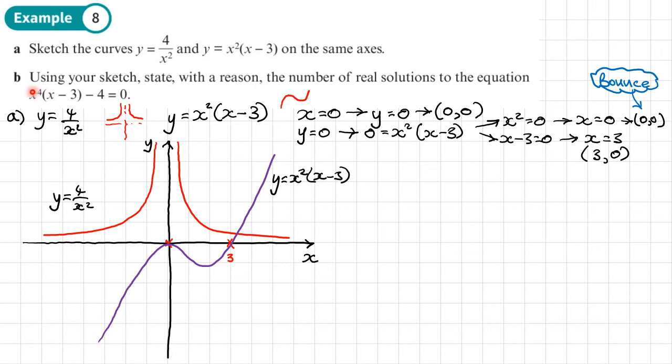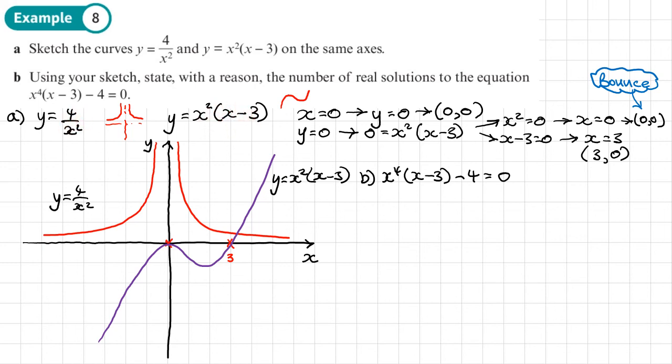Now part B, using your sketch, state with reason the number of real solutions to this equation here. Now again, you might look at that and think, what's that got to do with what we've just plotted? But if we make these equal to each other, they can be rearranged to give us this. Okay, so in part B, let's start with what we've been given, which is x to the power 4 times (x minus 3) minus 4 equals 0. And what I'm trying to do is to get this on one side and this on the other.